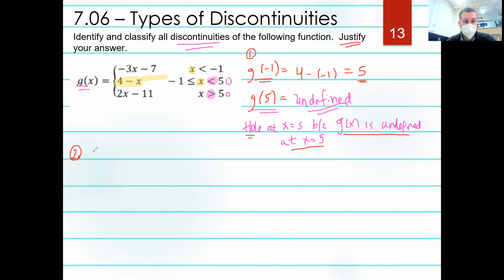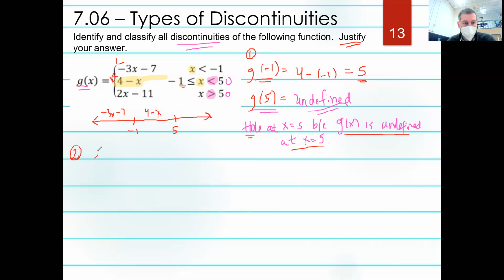So let's see, to the left of -1 is here, and then to the right of -1 is here. If we think about a number line with these functions, the two-dimensional view, -1 and 5 are our dividers of functions. To the left of -1 is going to be -3x minus 7. And between -1 and 5 is 4 minus x.